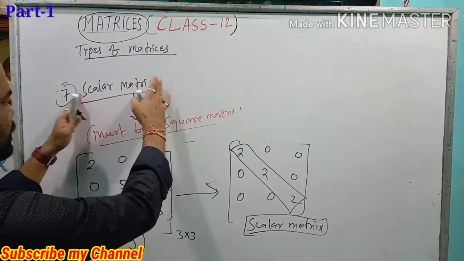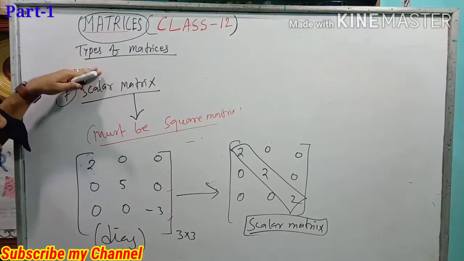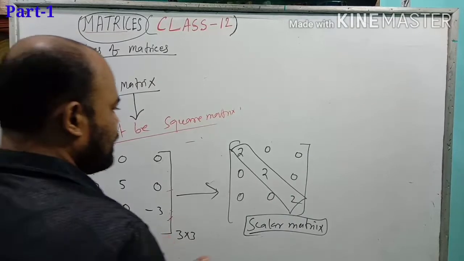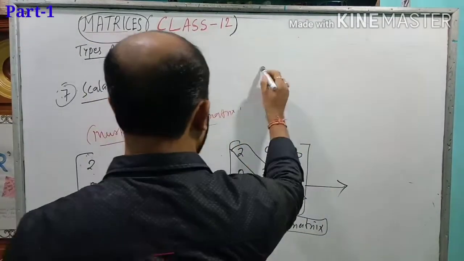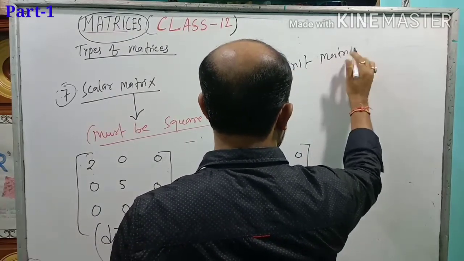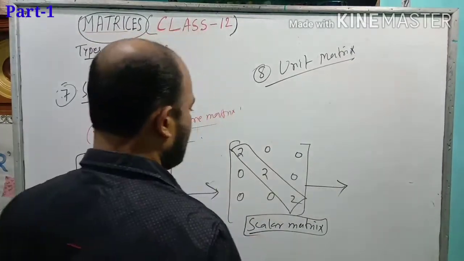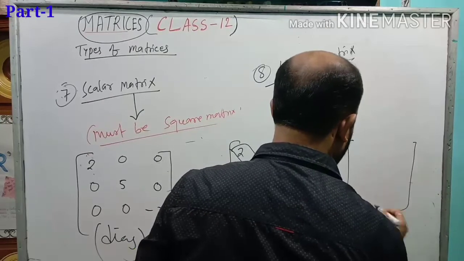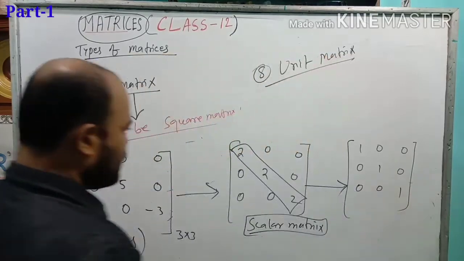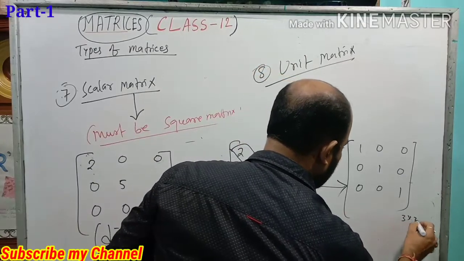So first is the square matrix, then we can define the diagonal matrix, then from a diagonal matrix we can define a scalar matrix. Then the third one is the unit matrix. These three, diagonal, scalar, unit, are all connected. Now I am writing another matrix here, taking the elements like this: 1, 0, 0, 0, 1, 0, 0, 0, 1. Now see the differences between the three matrices. All the matrices are of the same order: 3 by 3.